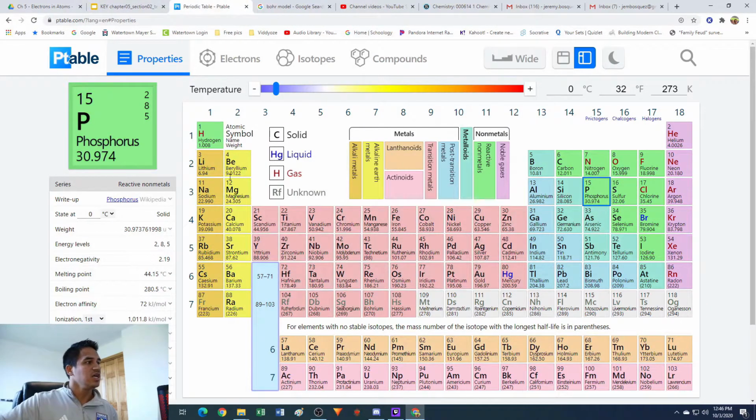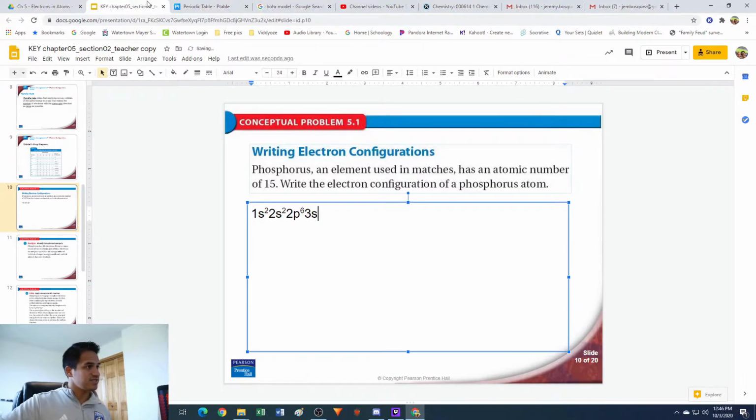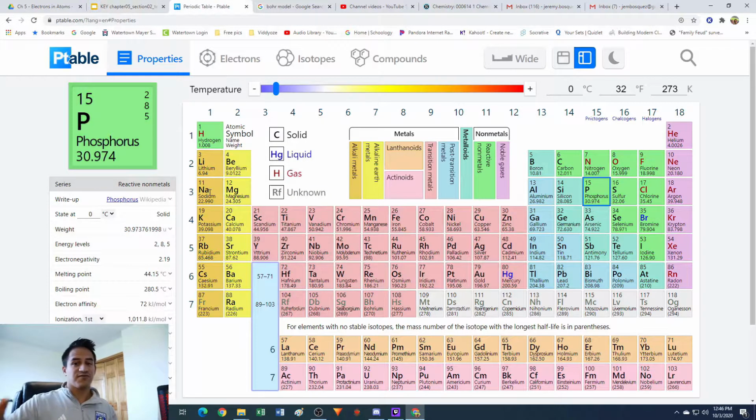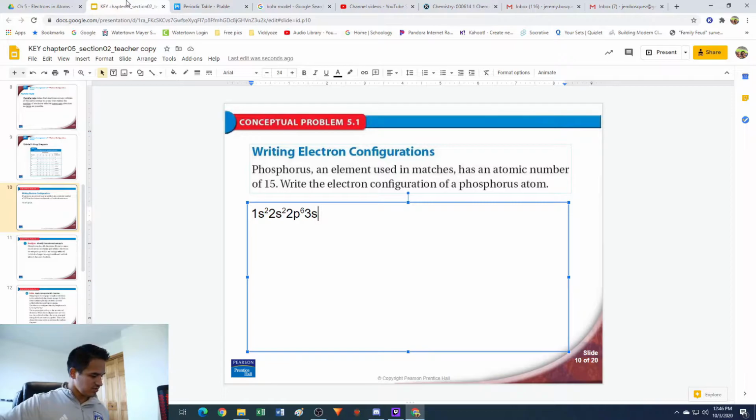Then after neon, we go down to the third row, which is sodium. So now we're in energy level 3, third row. We're in the S block again, so we're at 3s. Sodium is the first element, so 3s1. Then we go to magnesium, 3s2. So we're going to write 3s2.